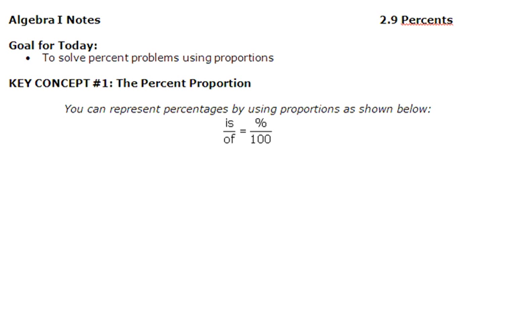Today we're going to be looking through 2.9. So our goal for today is to solve percent problems using proportions. If you see right here, I've given you guys the percent proportion that we're going to be using. It says is over of equals percent over 100. The reason why the percent is always over 100 is because percentages are out of 100.